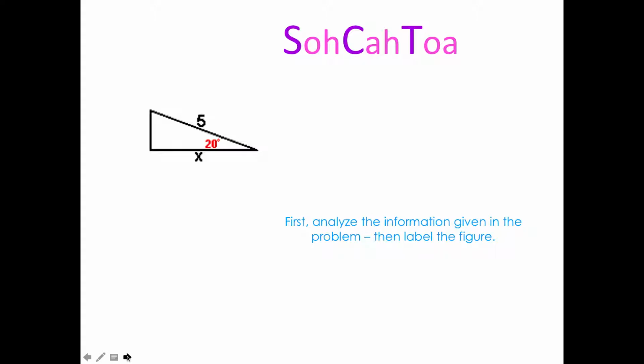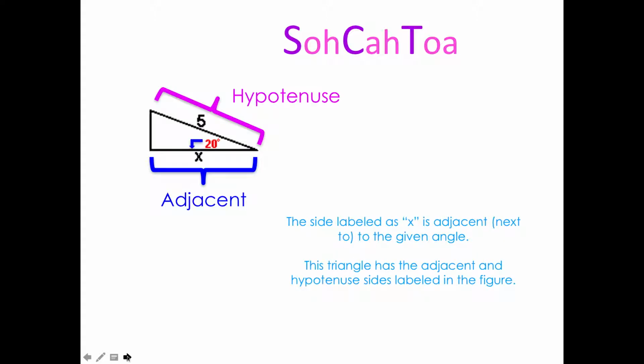Okay, here's another right triangle. I have an angle labeled as 20 degrees. I have a side that's listed as 5. I have another side that is X. I know I'm using my trig function. I have to label my picture first before I can determine which trig function I need to use.